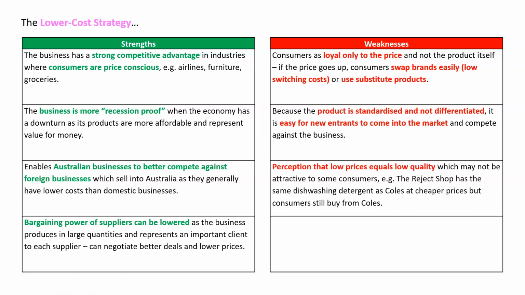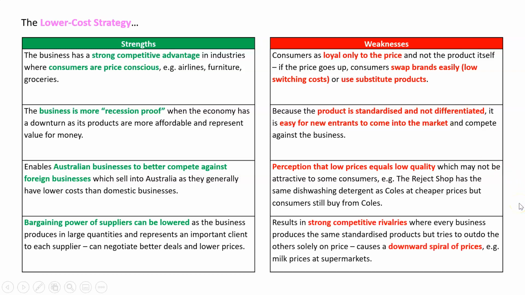Thirdly, there's a perception that low prices equals low quality. For example, the Reject Shop sells many of the exact same products as Coles. For instance, you can buy, I think, 110 dishwashing detergent capsules from a brand called Finish at the Reject Shop for about $15. At Coles, that's about $40. However, people don't go to the Reject Shop thinking they're reject or defective products. No, it's just good products at low prices. However, there is a perception that because you've got this lower cost strategy, you've got poor quality products.